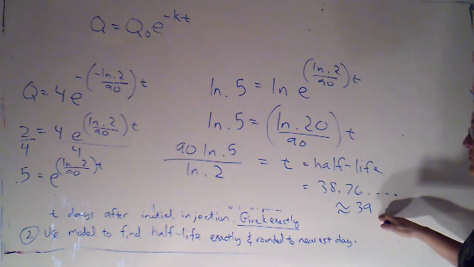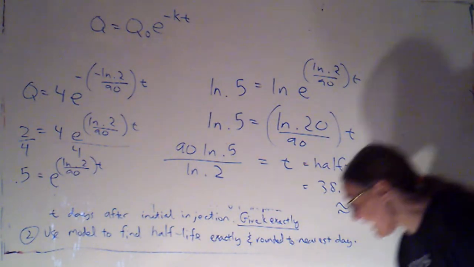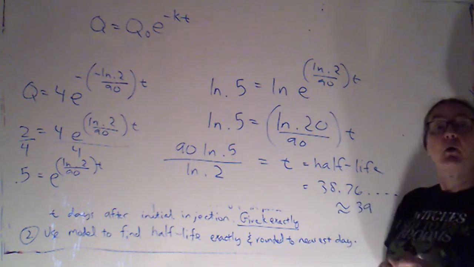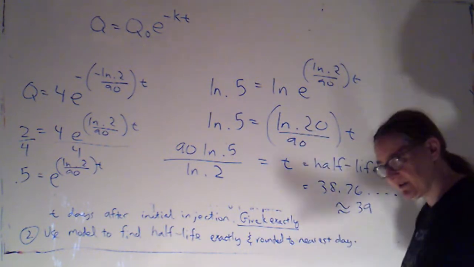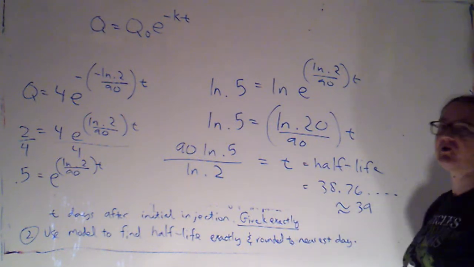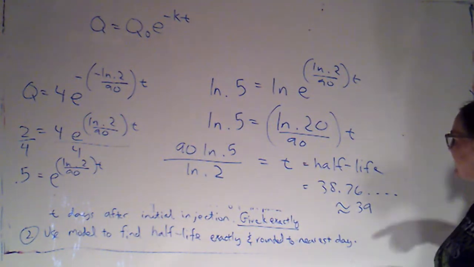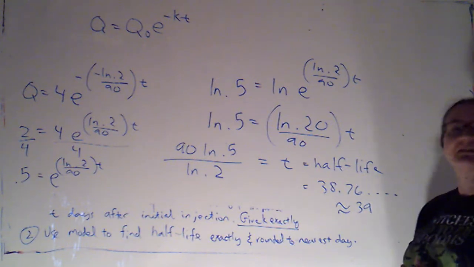And that makes some sense. We had 20% of the stuff left after 90 days, so I knew the half-life needed to be shorter than 90 days because we had decayed below half of the initial amount after 90 days. So our half-life here would be approximately 39 days.